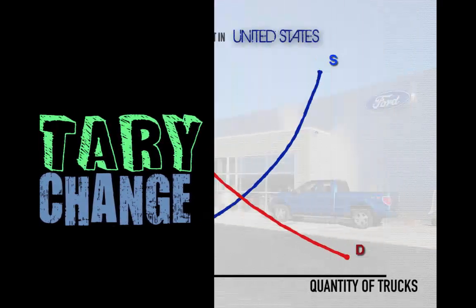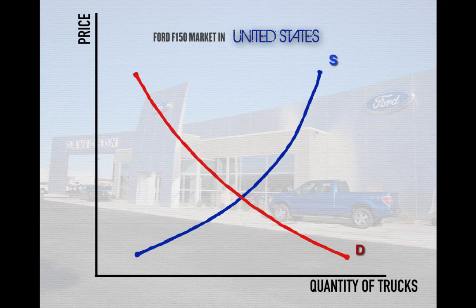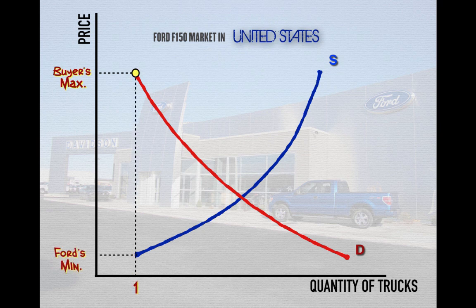Let's use this example of the Ford F-150 market in the United States. Let's pretend you're the buyer. Provided is your maximum price to purchase a Ford F-150 and Ford's minimum price they will sell it to you for. The moment you walk on that dealership, you know you're trying to buy that truck for as low a price as possible, and Ford is trying to sell the truck to you for as high a price as possible.